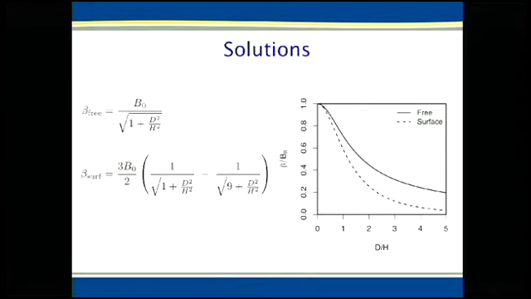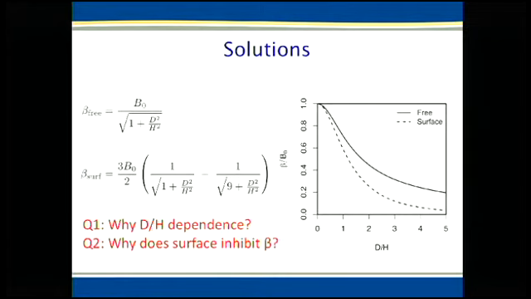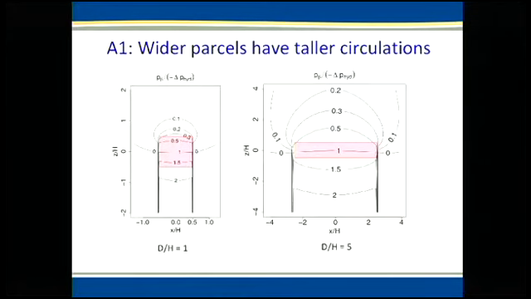OK, well, that's nice. So we have some simple analytical formulas that quantify the relationship between the effective buoyancy and the Archimedean buoyancy. But we want to understand these formulas, right? Why is there an aspect ratio dependence? And why does the surface so strongly inhibit the effective buoyancy? So the answer to the first question is that wider parcels have taller circulations. Well, what does that mean?